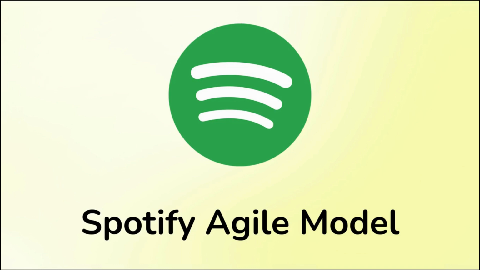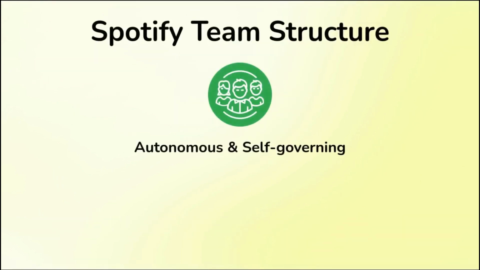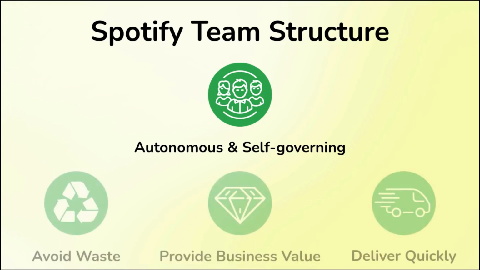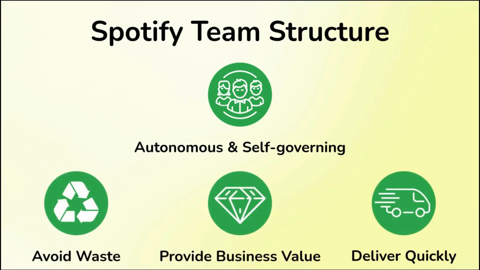Hi everybody! So we carry on our discussion about the Spotify Agile model, and now we're going to talk about the Spotify team structure. In fact, the Spotify Agile model has led to a unique personnel structure. Spotify teams are very autonomous and have the freedom of selecting what works for them. Most teams use a combination of Scrum and Kanban, but their core values are based on lean principles of avoiding waste and providing business value to the customers quickly and often.